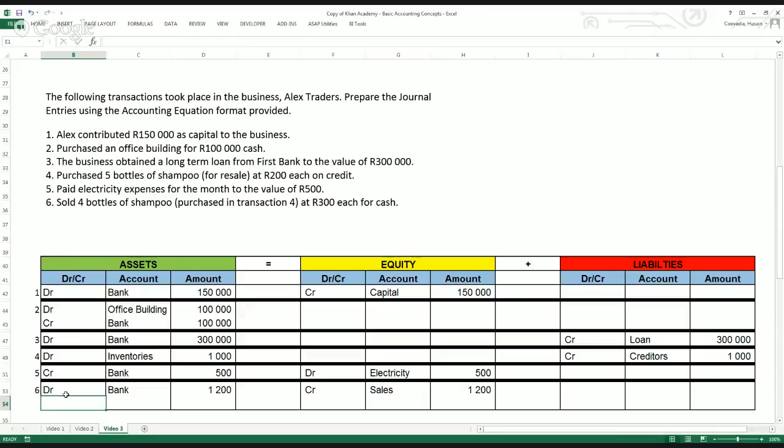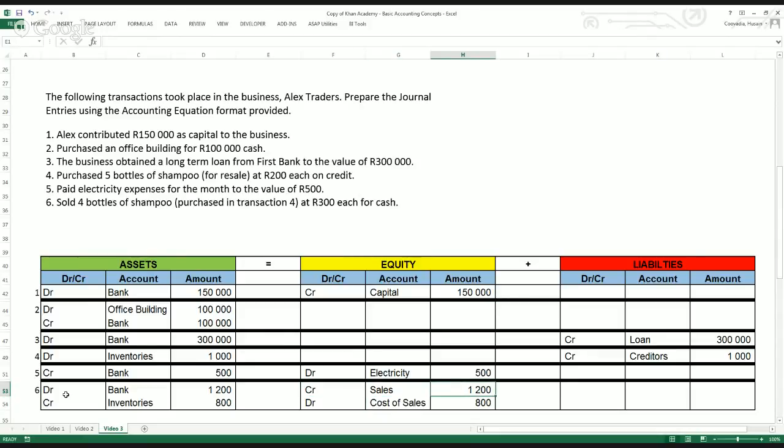We then have to deal with the inventory leg of the transaction. So previously we purchased inventory and we increased our inventory because of the inventory that we had on hand. We now no longer have that inventory on hand because it is sold. So we need to credit inventory of 4 bottles, so 200 times 4, and reflect that as cost of sales. We debit. Also 800 Rand.